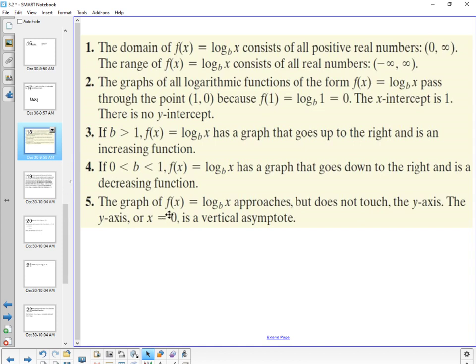Okay. We'll just go one by one on these. That way it's not too crazy. First one, the domain of f of x equals log base b of x consists of all positive numbers from 0 to positive infinity. And we just said that, didn't we? And the range goes from negative infinity to positive infinity. The graph of the logarithm f of x equals log base b of x passes through the point 1 comma 0. Therefore, f of 1 is going to equal 0.